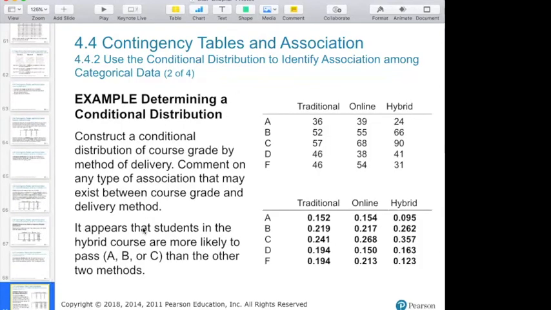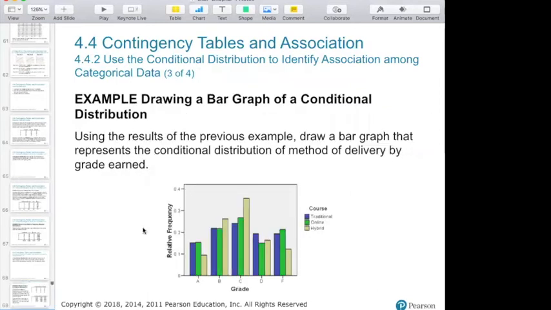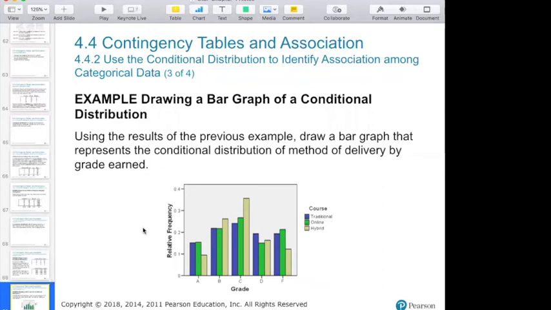So maybe in this example, it says construct a conditional distribution of course grade by method of delivery and comment on the type. So looking at this condition, we've just looked at the grades. Look at how we can change this conditional distribution into a side-by-side bar chart. So we're looking at a specific condition. In this case, we're looking at the grades in each one.